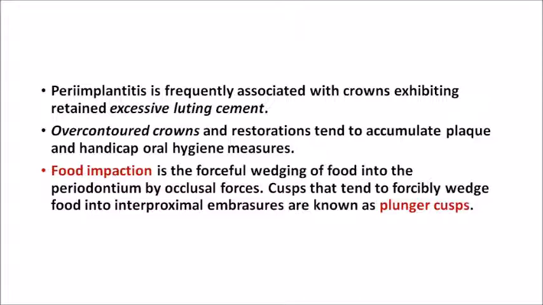Another important iatrogenic factor is food impaction. This concept is important. Food impaction is the forceful wedging of food into the periodontium by the occlusal forces. So first of all, it is a forceful and active process, and the occlusal forces are the culprit. There will be a cusp that will forcibly wedge this food into the interproximal embrasure, and these cusps are known as plunger cusps.